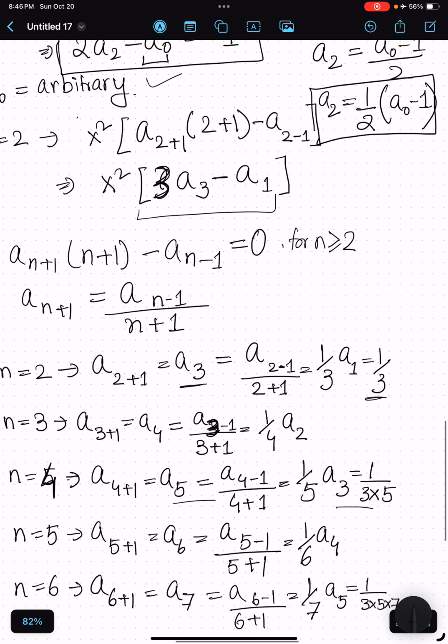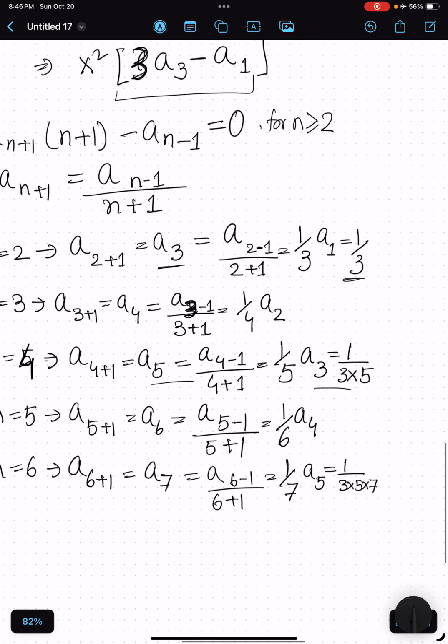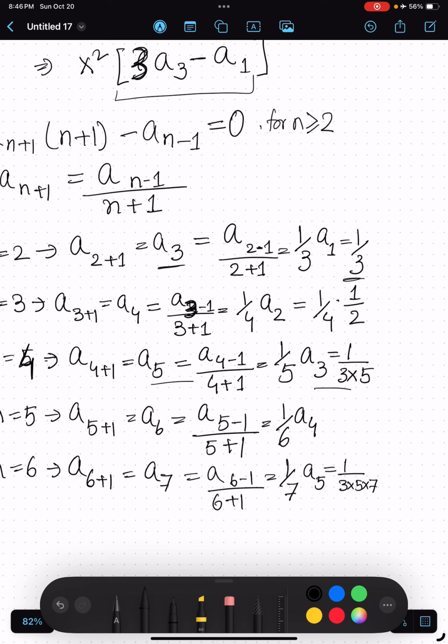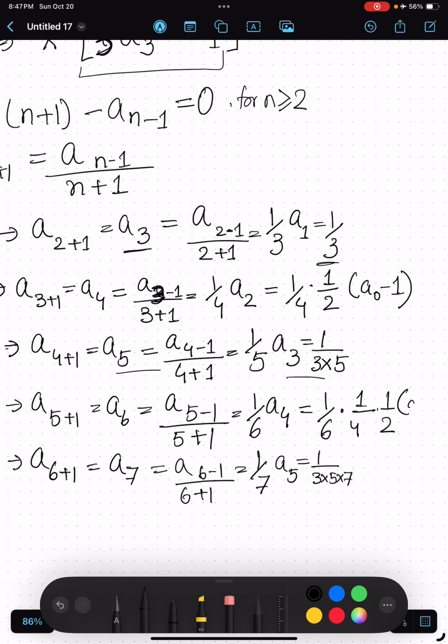So now plugging those in over my a sub 2 values, I have 1 by 4 times 1 by 2 times a sub 0 minus 1. I can do the same thing for my a sub 4. So I have 1 by 6 times 1 by 4 times 1 by 2 times a sub 0 minus 1.